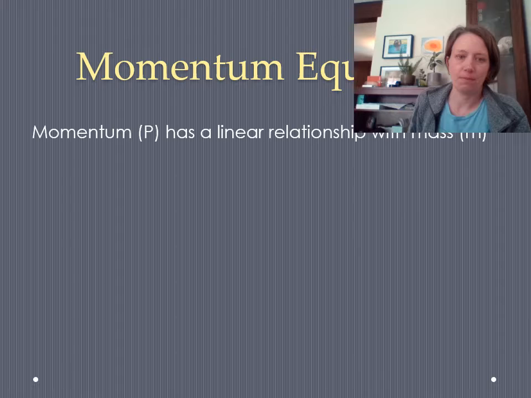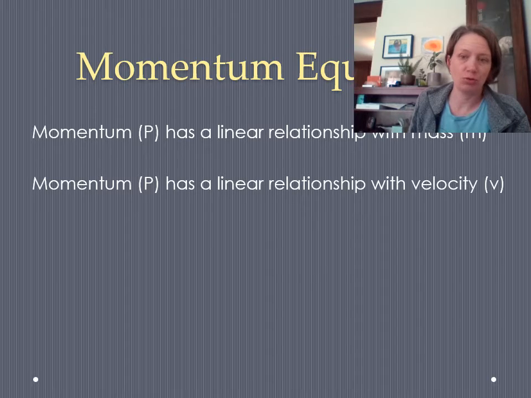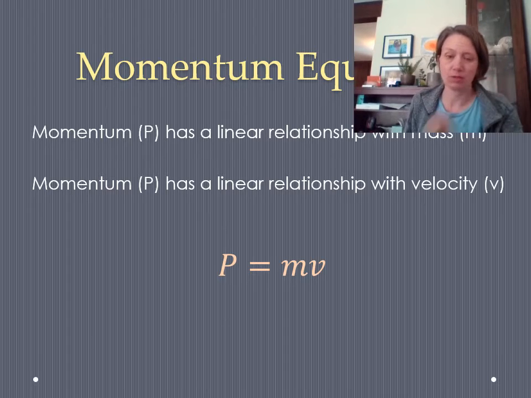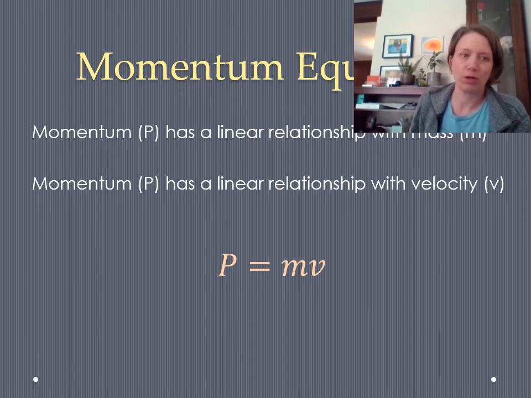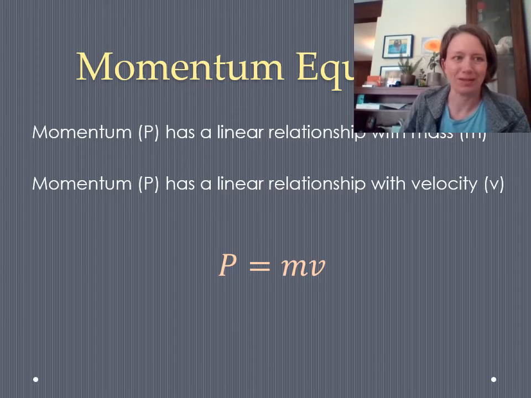So the equation for momentum with these two linear relationships represented is p equals m times v, or p = mv. So it's a pretty straightforward equation. It's the first equation we've learned in this class, and it's a pretty easy one to actually apply. I'll do a sample problem here in a minute.